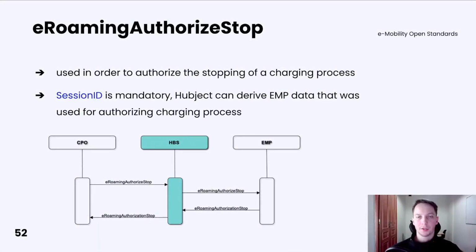The next operation to perform in the authorization service is eRoamingAuthorizeStop. Basically, AuthorizeStop is almost the same as AuthorizeStart, but of course it's used for stopping the charging process. Session ID must be provided because based on that, Hubject can derive EMP data used for authorizing the charging process. Also, it will allow Hubject to try to stop the charging process in offline mode.